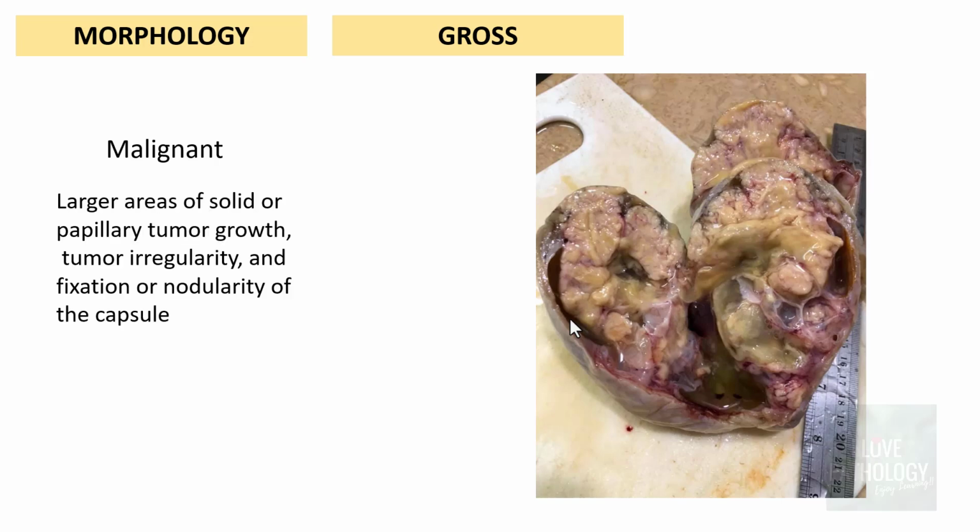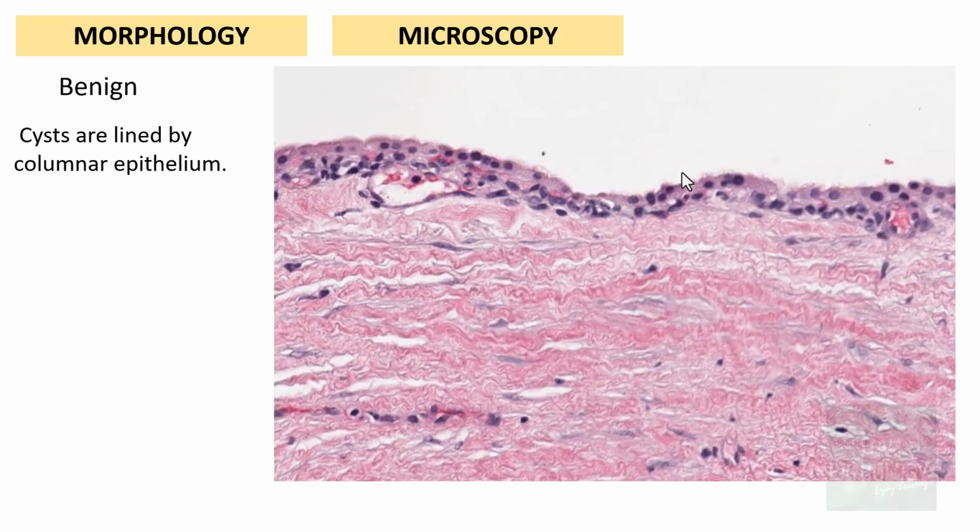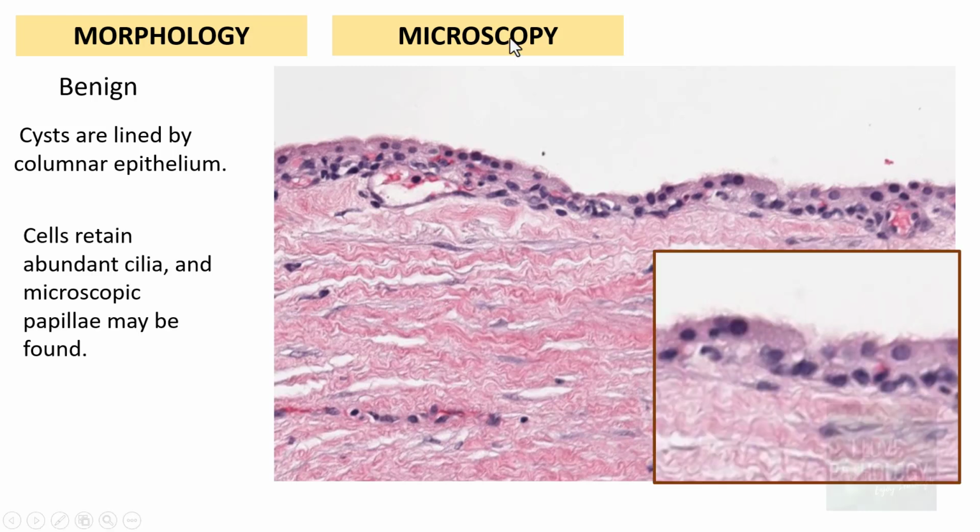In contrast, malignant tumors are the ones which have large solid areas, papillary tumor growth, tumor irregularity. There is nodularity of the external surface. You might find areas of hemorrhage and necrosis. All these are features of malignant tumors. Now, coming to microscopical appearance, benign tumors, as I told you, resemble epithelium of fallopian tube. So the cyst wall is lined by columnar epithelium. And remember, because it's about fallopian tube, it should have cilia, right? So these cells retain abundant cilia.